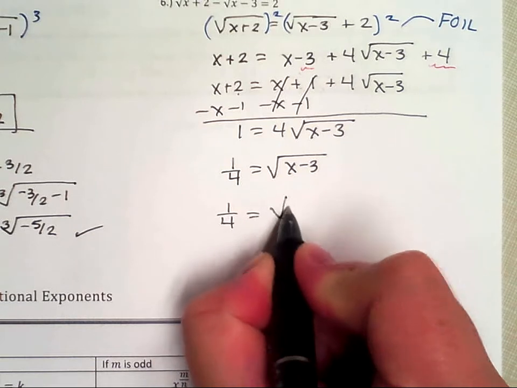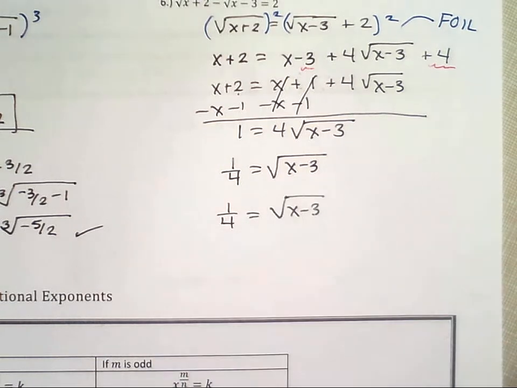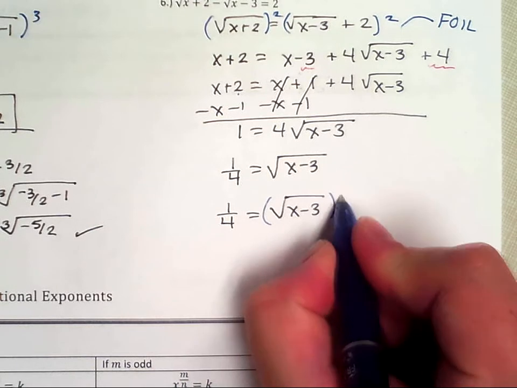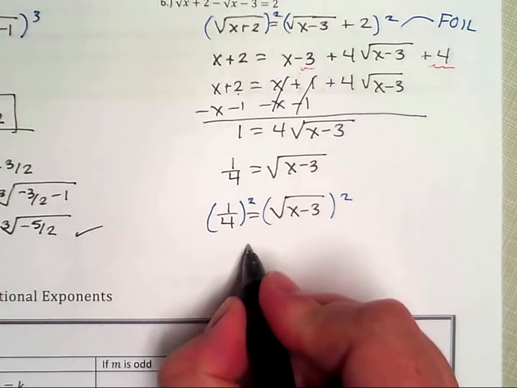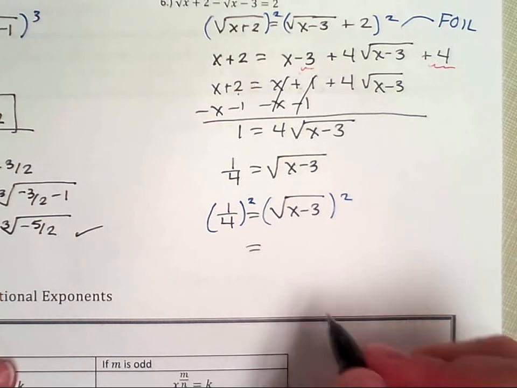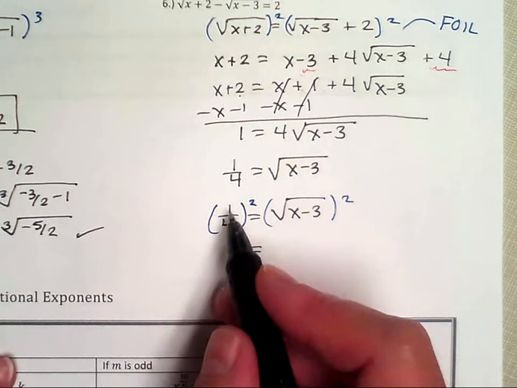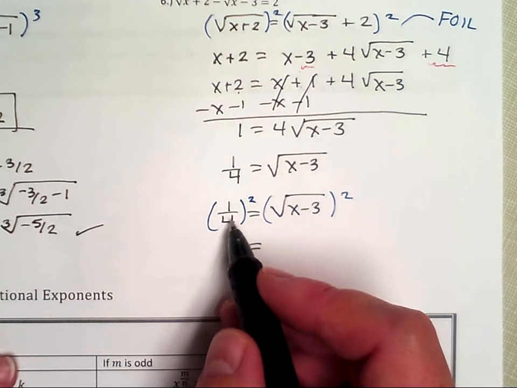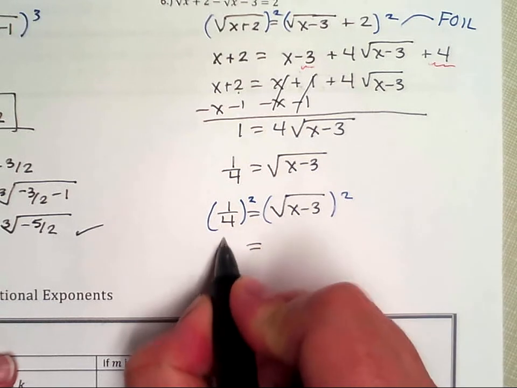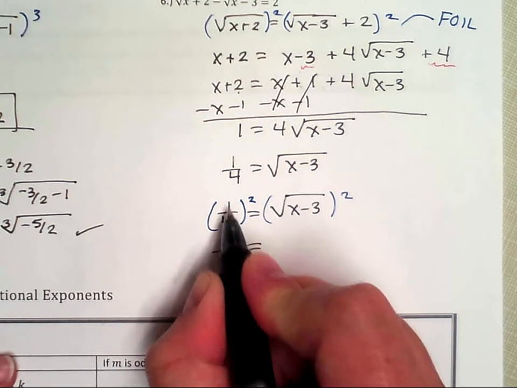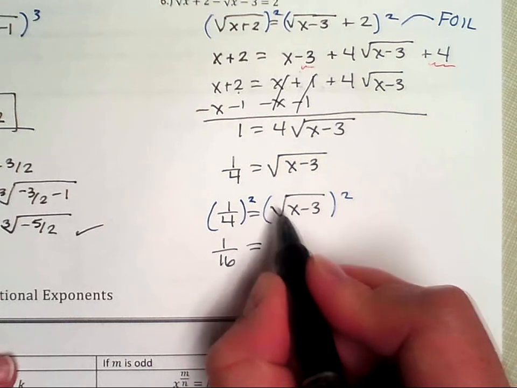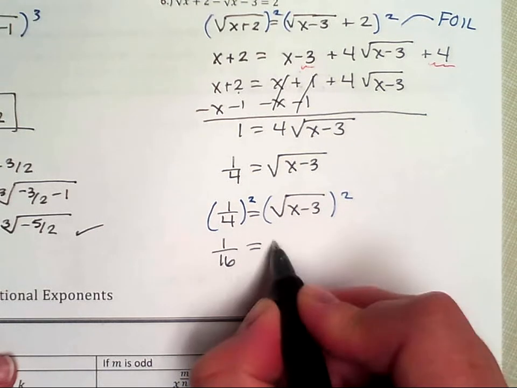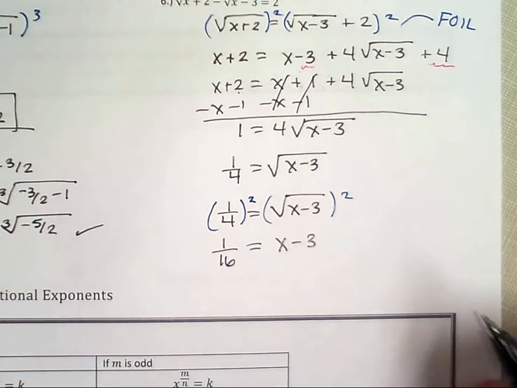In this situation, what's the power I need to raise it to? Squared, right? Because the square root and squared cancel each other out. So on my left-hand side, what do I have? What is it? Good. 1 over 16. So I have the numerator squared and the denominator squared. And then on the right-hand side, the square root and the squared cancel, so I just have x minus 3.